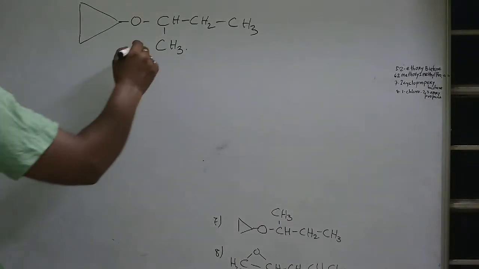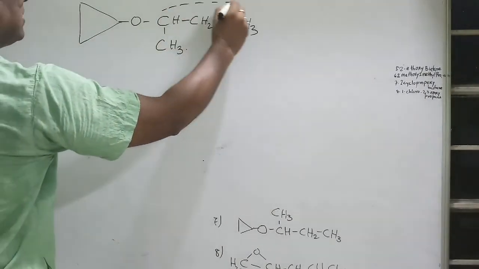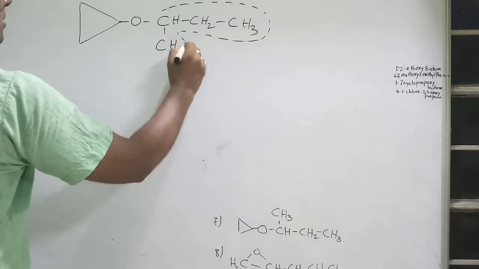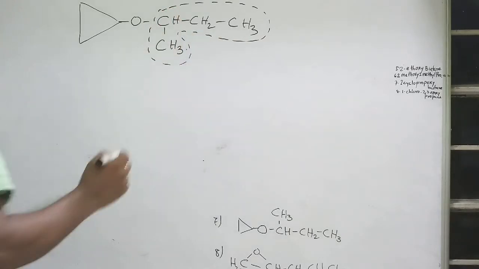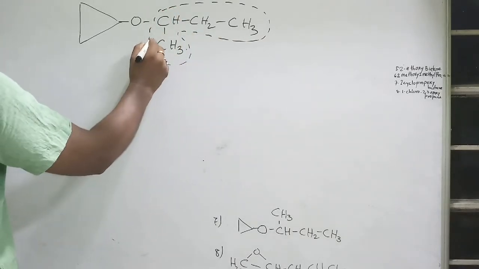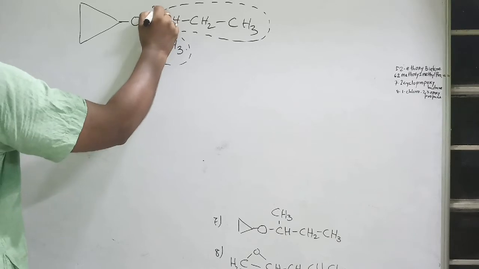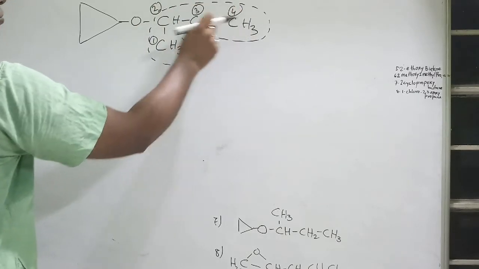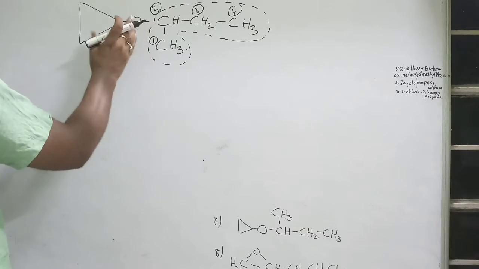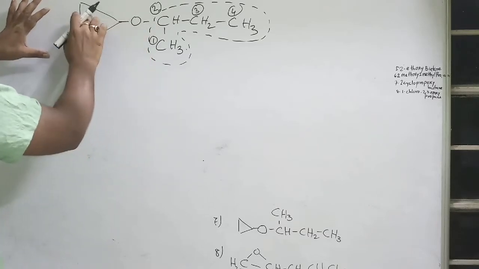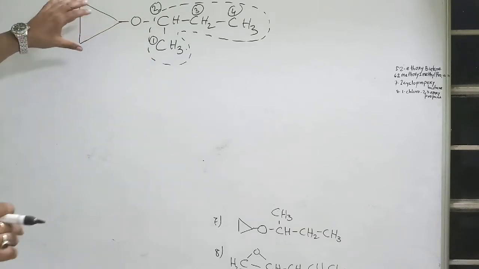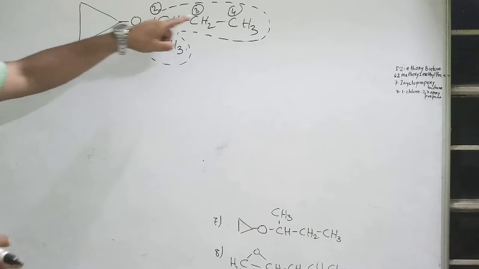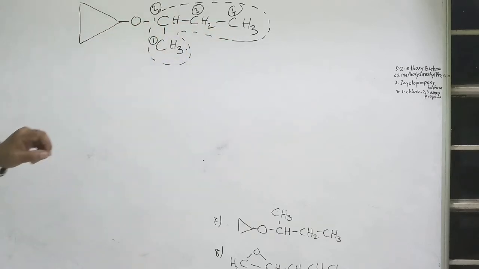So student, you can see this is the longest chain, so being the longest chain, you take it into consideration. This longest chain, I will name it as 1, this is 2, this is 3, and this is 4. I cannot name it as 1, 2, 3, 4 from the other side. Why? Because this oxy group which is attached to the cyclopropane is attached to the second carbon. But if I start from here, it will be the third carbon.